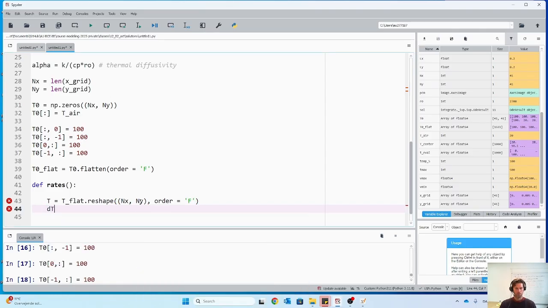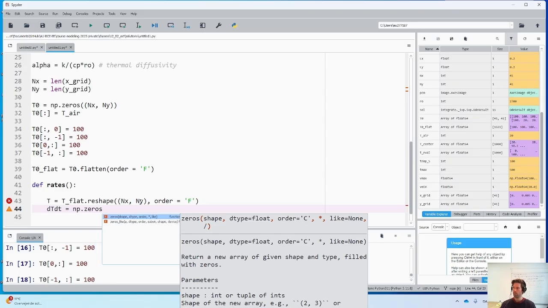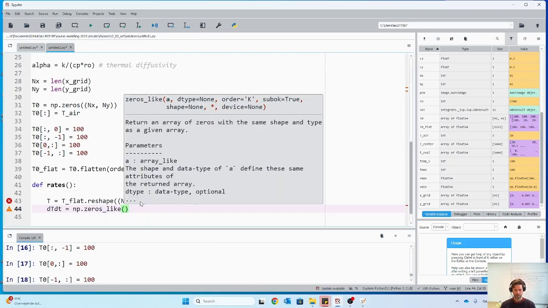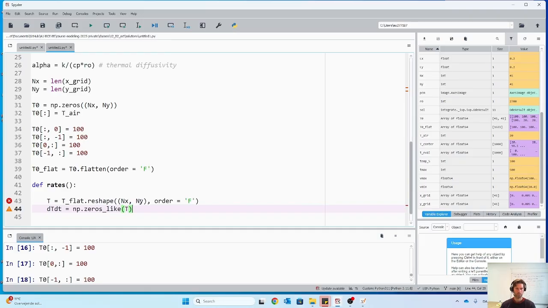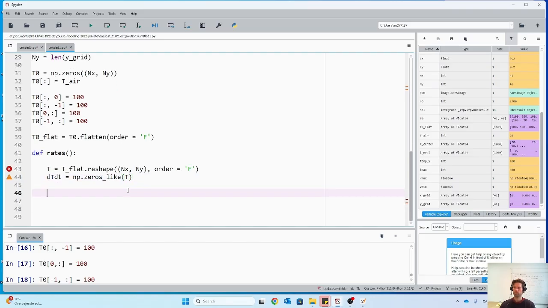Then we need to define the derivatives, and we will just start by making the derivatives also a 2D array. We can do that by saying it has to be the exact same shape as the state variables. We do it with the zeros_like function. Okay. Now we are ready to make the interior points.